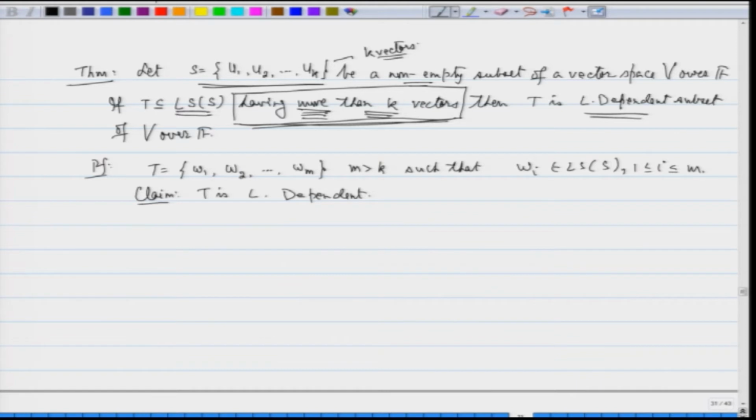So, it says that the wi's are in the linear span. So, when I say wi is in the linear span, what does it mean? It means that w1 is some linear combination of elements of S, S has elements u1 to uk.